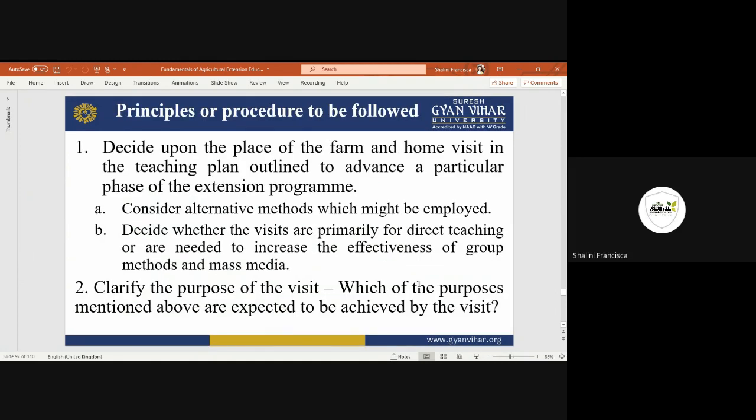Then, what is the principle or the procedure to be followed? The first one is to decide upon the place of the farm and home visit in the teaching plan outlined to advise a particular phase of the extension program. Consider alternative methods which might be employed, and decide whether the visits are primarily for direct teaching or to increase the effectiveness of group methods and mass media. So we need to decide whether they want to meet you in the farm or invite you to the house.